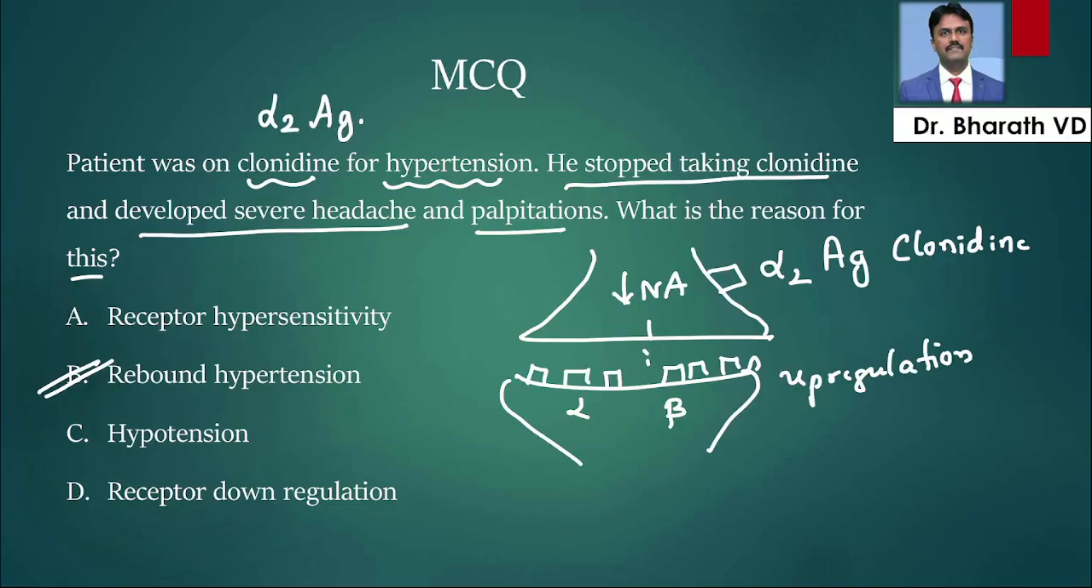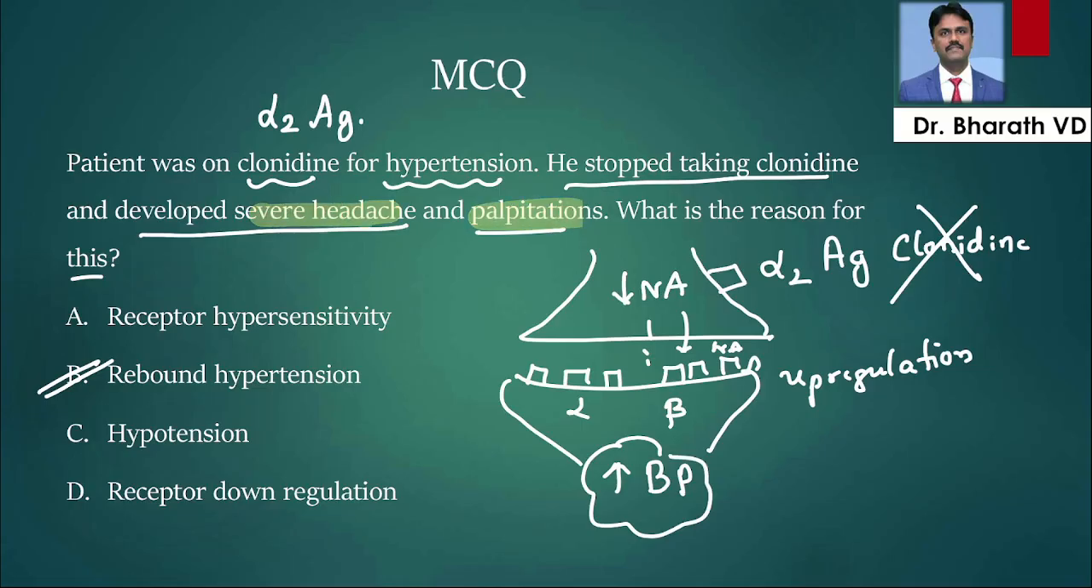So one day, if patient is not taking clonidine for 1 or 2 days, then noradrenaline will get released and the number of receptors are more. So this will lead to sudden increase in BP, and that is why the patient is experiencing severe headache and palpitations. So this phenomenon is called rebound hypertension. And this is due to upregulation of receptor, not downregulation. It is due to receptor hypersensitivity. It can be the answer, but mainly it is the rebound hypertension. It is due to the upregulation of receptors. Noradrenaline gets released, and then sudden rise in BP. That is called rebound hypertension.